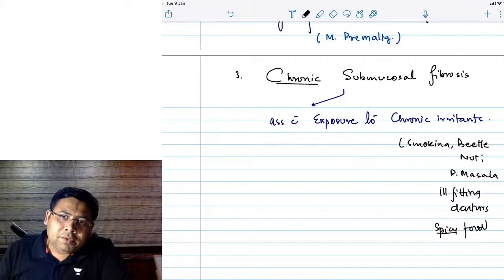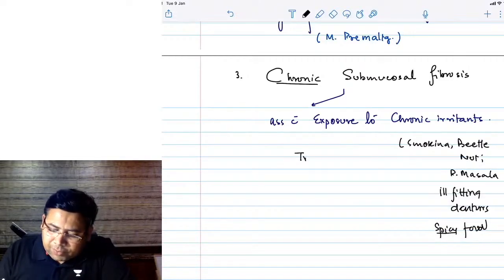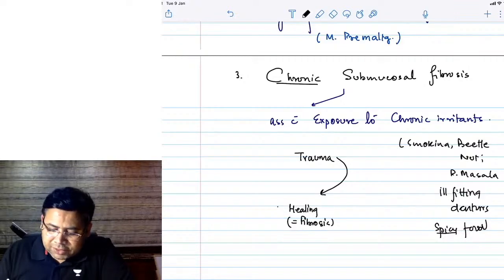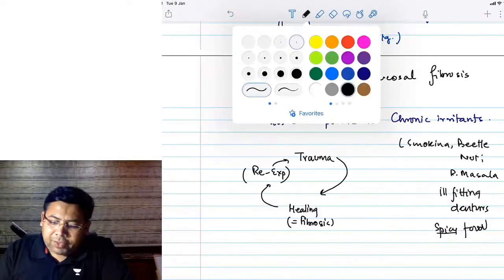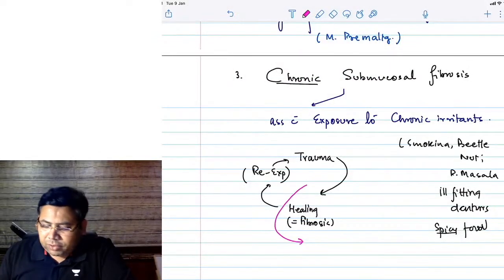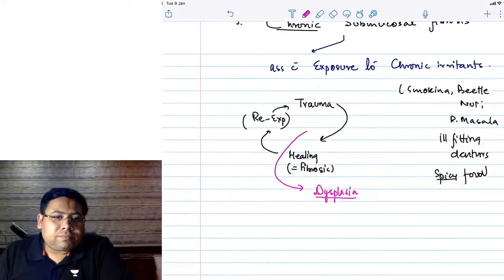All these things. So, exposure will cause trauma, and trauma will be associated with healing, and you know healing is equal to fibrosis. And after this, if there is re-exposure, there will be again trauma, and one fine day the trauma-healing cycle will convert into what? Dysplasia. This is the logic. This is how things are.